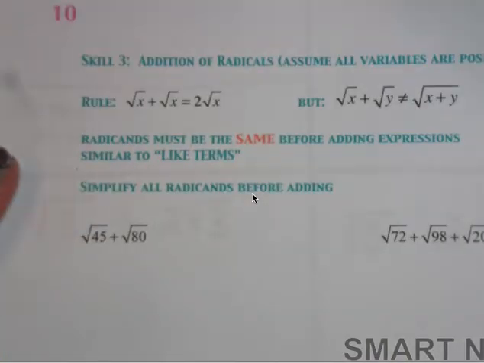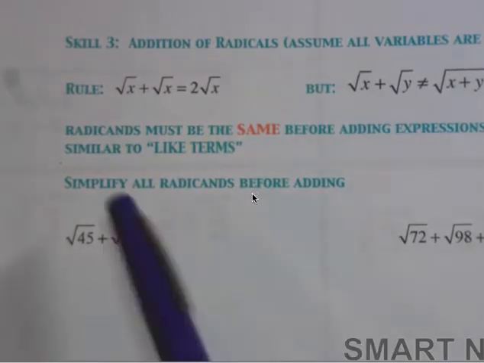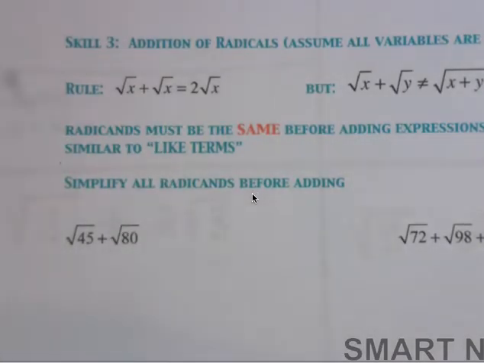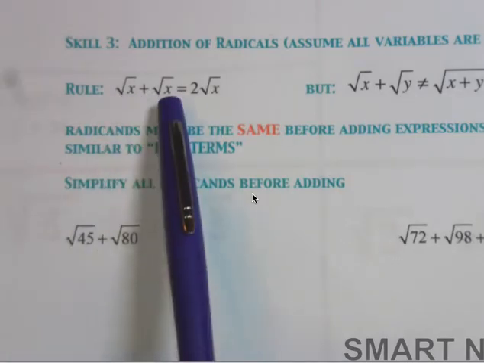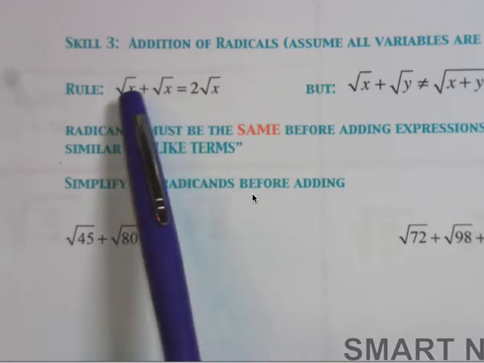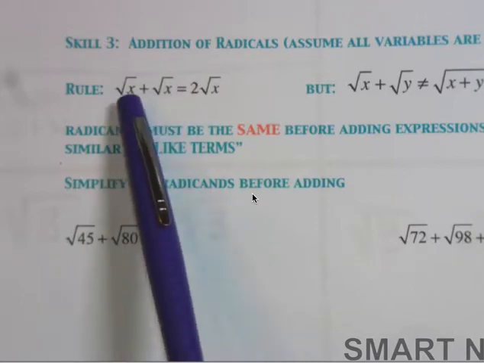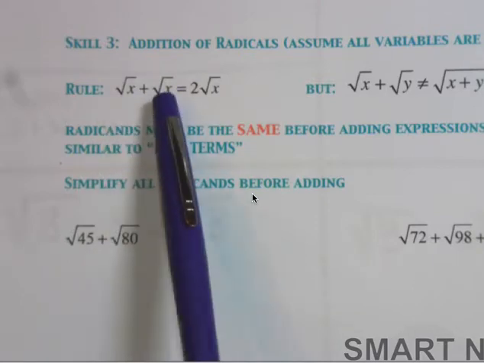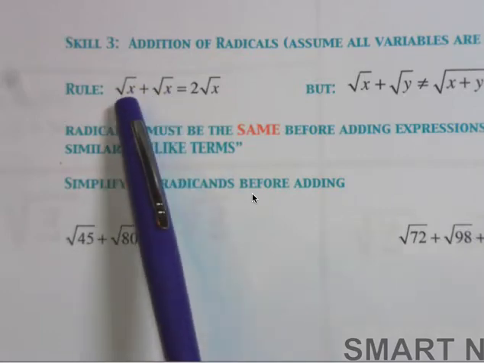I think the easiest way to explain this, to tie it back to a previous skill, you can think of adding radicals like combining like terms, adding like terms. But the thing that would make the terms like terms is the fact that the radicands must be the same, and the radicand is the number underneath the radical. So when the expressions have been completely simplified, if the radicands are the same, then you can add these together. You can combine these together.